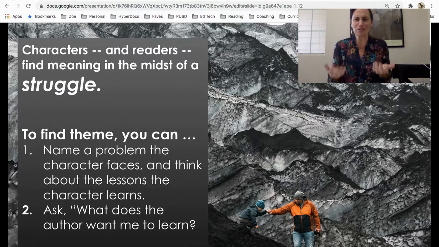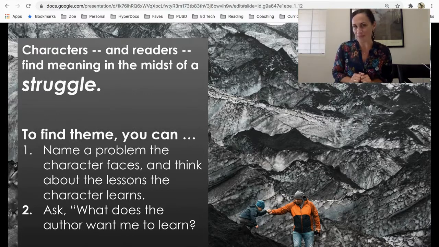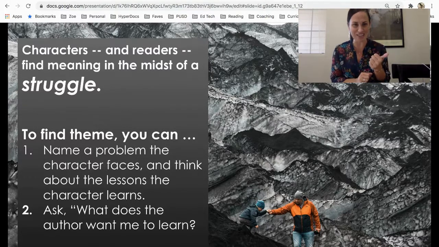So when a character is going through a struggle, how do they handle themselves? That is going to be a trick to help you find the theme in your text. So maybe you've heard Maya Angelou's quote. She said once, "I've learned that you can tell a lot about a person by the way that he or she handles these three things: a rainy day, lost luggage, and tangled up Christmas tree lights."